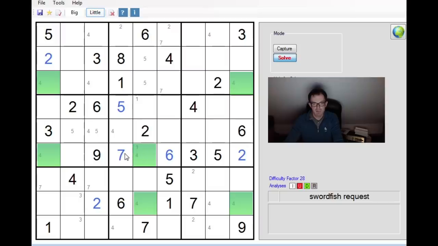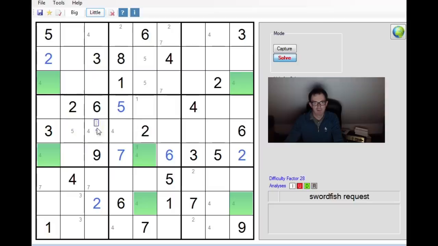Okay, I can't see how to make more use of this. So let's look for other positions we could have used the swordfish in. One possible candidate, obviously, is this square. This square cannot contain a 4 anymore. So why does that matter?